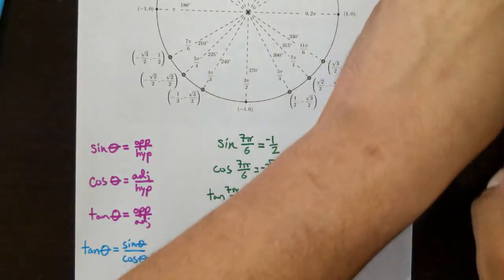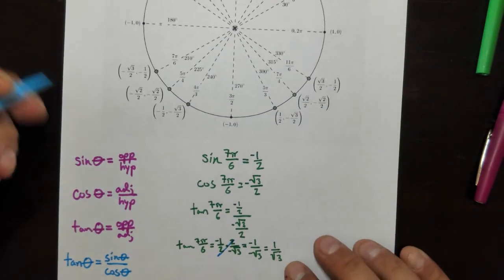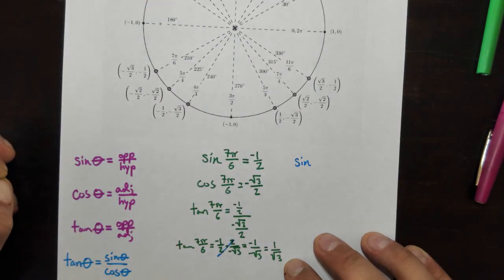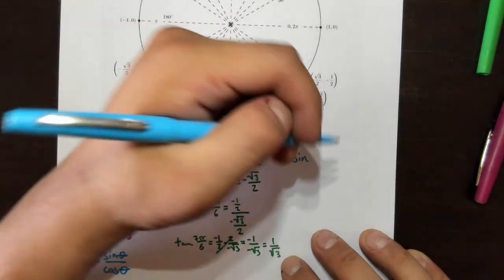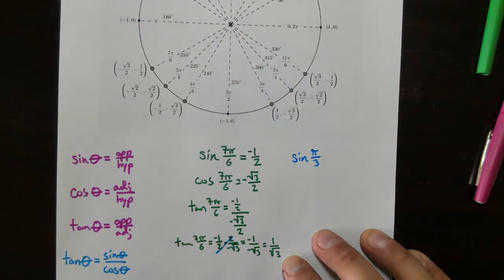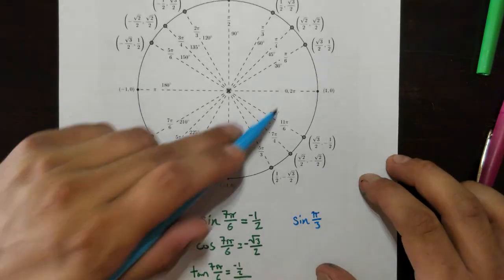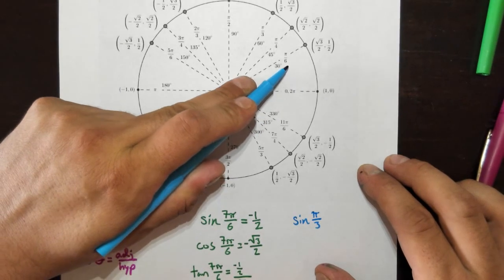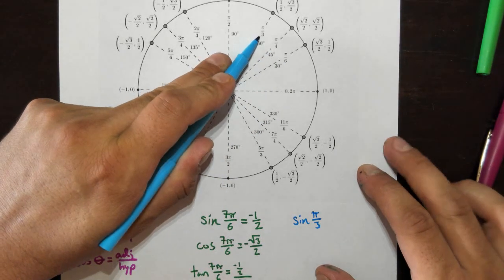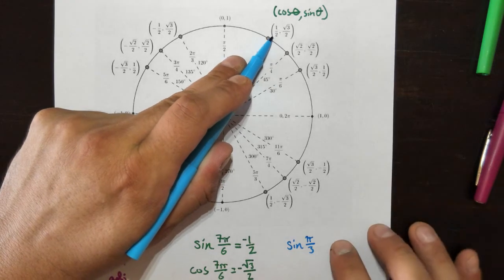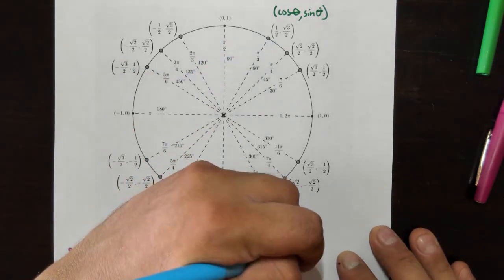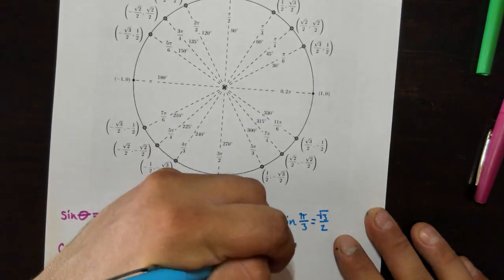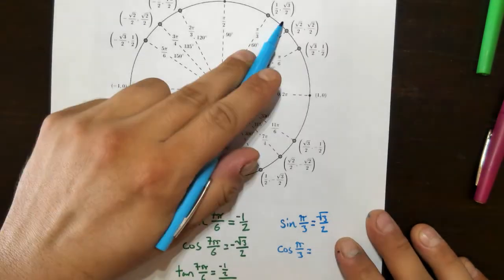What if I were to ask, what is the sine of pi thirds? Well, I'd go to my unit circle, and I start right here on the right side, and I go to the angle pi thirds, and it's right there. And so my answers are up here. Sine of pi thirds is the second one. That's going to be square root of 3 over 2. And cosine of pi thirds is going to be the first one. That's going to be the 1/2.